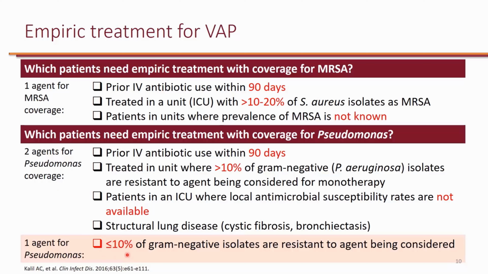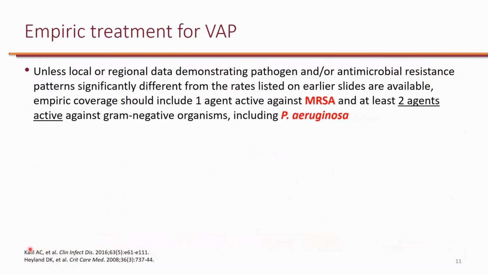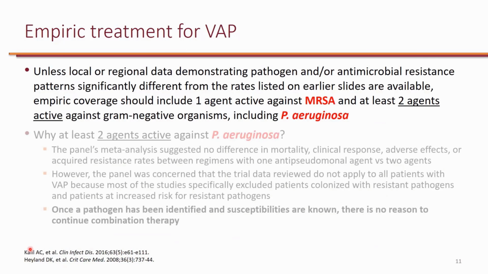Now, if we are in an ICU where the susceptibility rate for a specific agent is more than 90%, in other words, the rate of resistance is less than 10%, then a single agent is sufficient. Now, keep in mind that most anti-pseudomonal antibiotics, with the exception of delafloxacin, do not cover MRSA. So when we use two agents that are active against Pseudomonas, we typically end up adding a third agent for coverage of MRSA. So typically vancomycin.